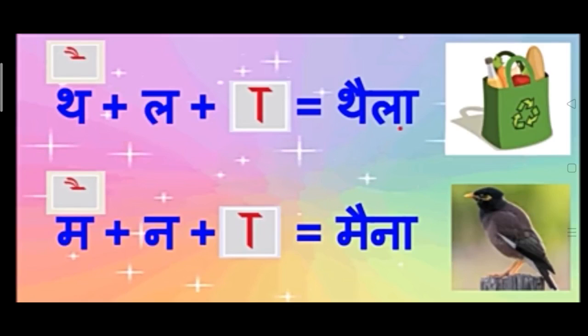Here, first, the i ki matra plus la plus a ki matra. What is that? Dhaila. Next, ma i ki matra plus na plus a. What is that? Maina. Here, they are using two matras in these words. Correct? First, i ki matra and last, a ki matra. Dhaila. Very easy, right?